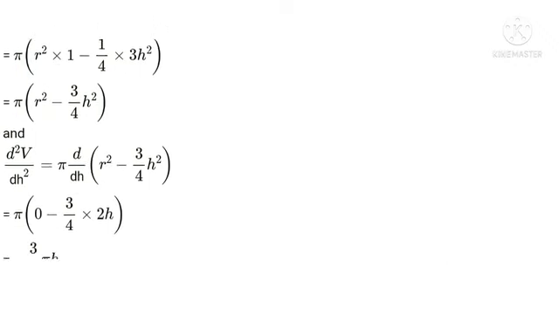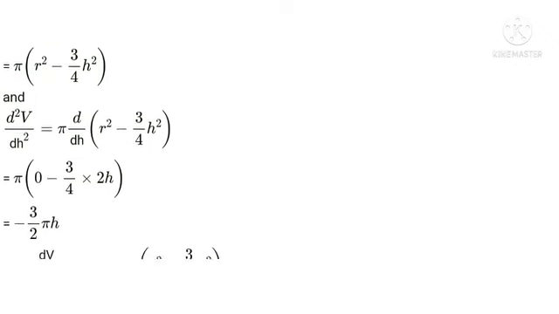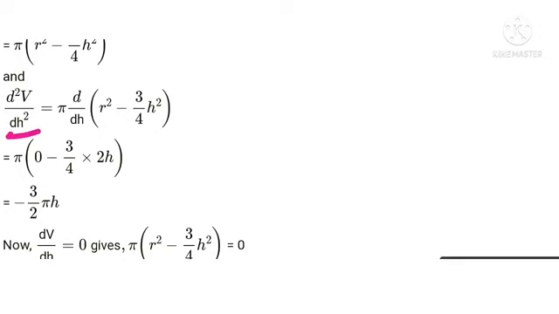Again differentiate with respect to h. You get d2V by dh square is equal to pi as it is into derivative of r square minus 3 by 4 h square. Derivative of r square with respect to h is 0. 3 by 4 as it is, derivative of h square is 2h. So you get minus 3 by 2 pi h.